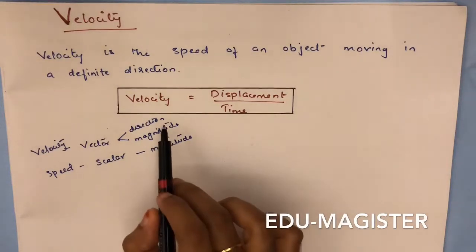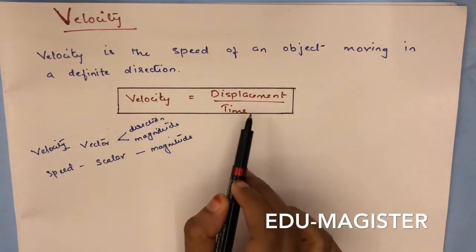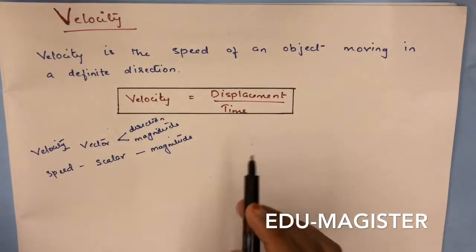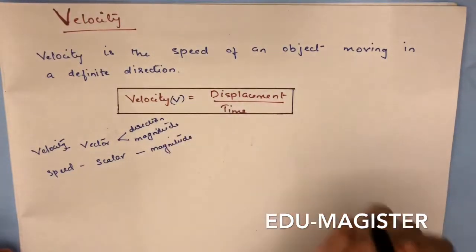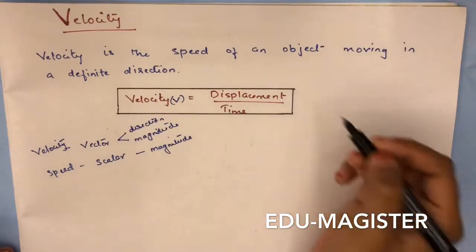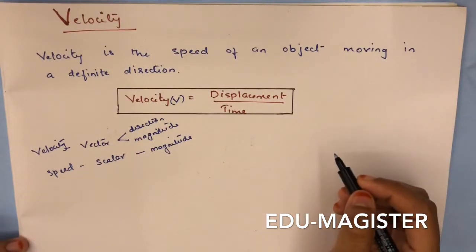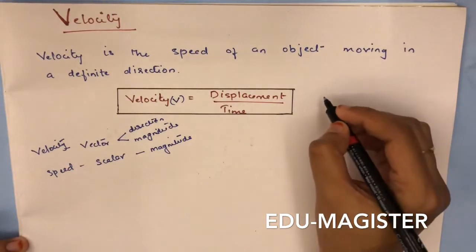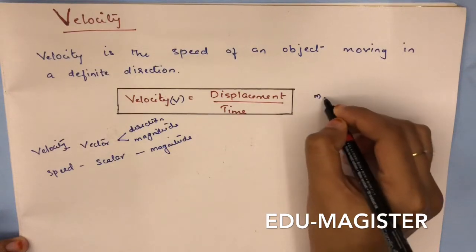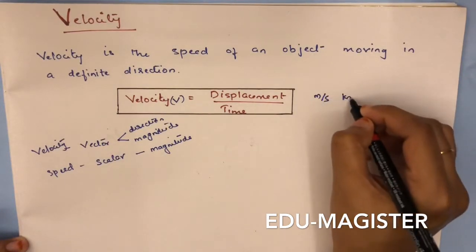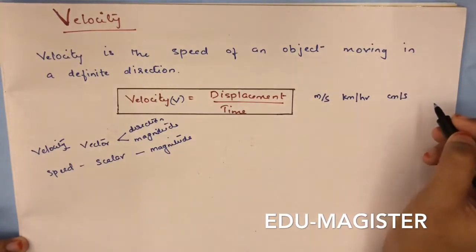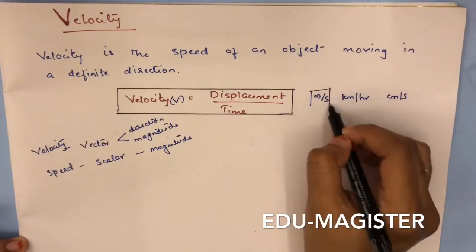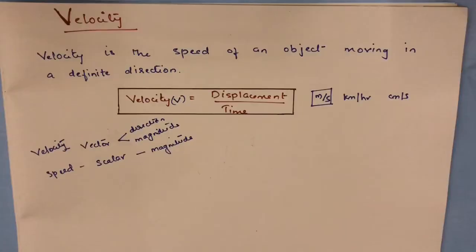The formula for velocity is given by displacement by time. Velocity is also represented by v. And the unit for velocity is the same as the unit for speed, that is meter per second, kilometer per hour or centimeter per second, but meter per second is the SI unit.